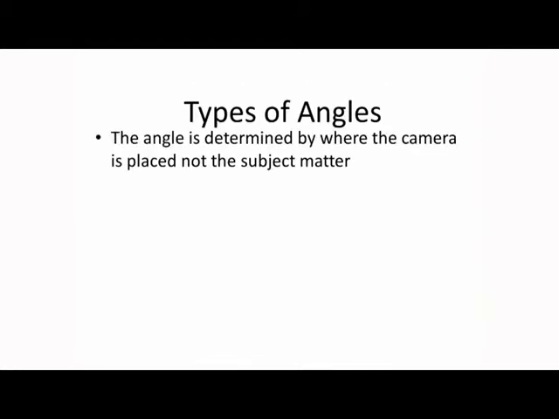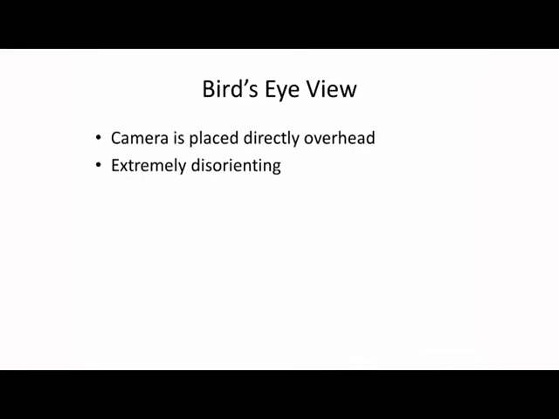Types of angles. The angle is determined by where the camera is placed, not the subject matter. Angles can serve as commentary on the subject matter. Bird's eye view. Camera is placed directly overhead. Extremely disorienting. Viewer is godlike.